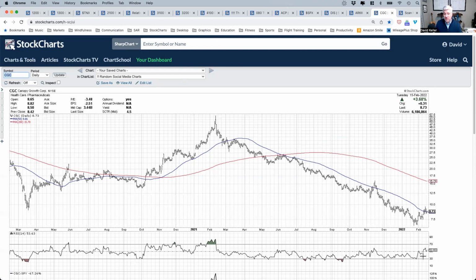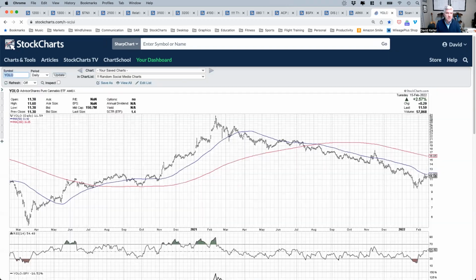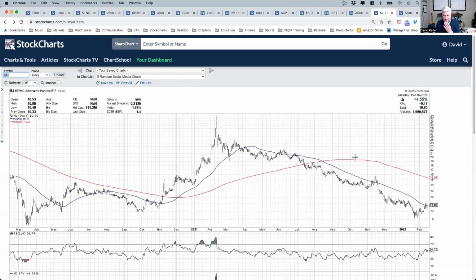And so the question is, at what point do you find that these sorts of charts are starting to show improvement? And those are individual names. You can also look at MJ or YOLO. These are the ETFs that sort of track this space as well. So looking at MJ, for example, what would you need to see? Well, for me, similar to the previous charts we've talked about, right?